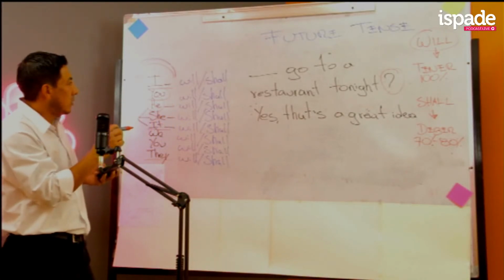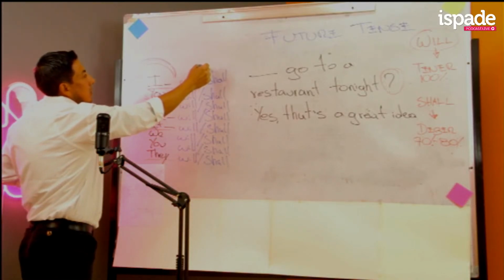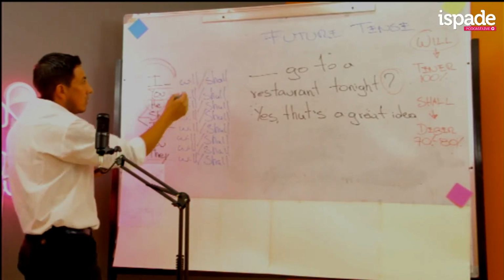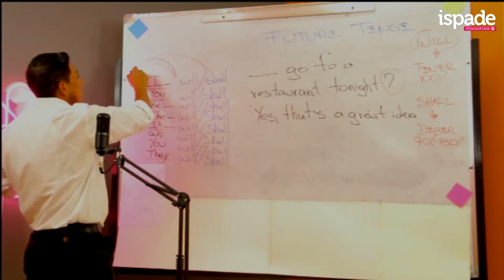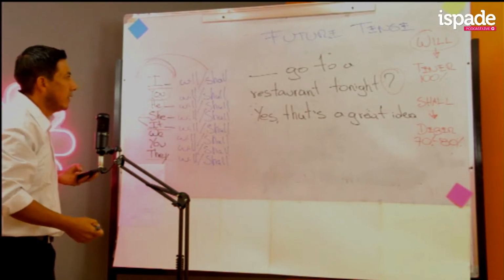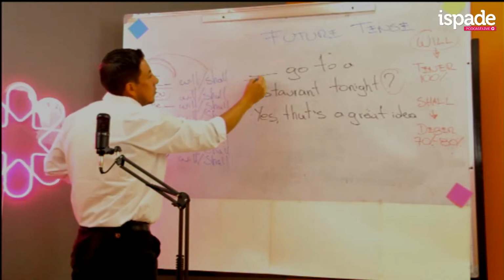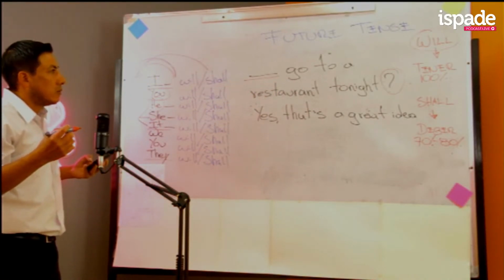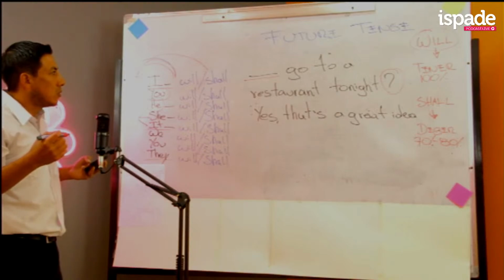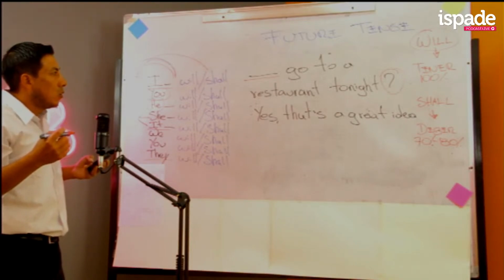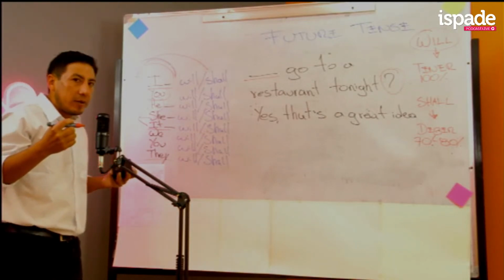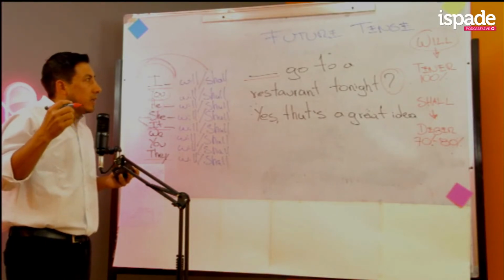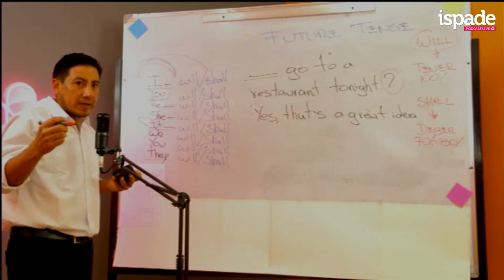When we got a question, remember this verb, or in this case, auxiliary, comes to the beginning. That's why here we got the space to put it at first. So we are going to use go to a restaurant tonight. Is an obligation or is a possibility? What do you think? ¿Quieres ir a un restaurante esta noche?